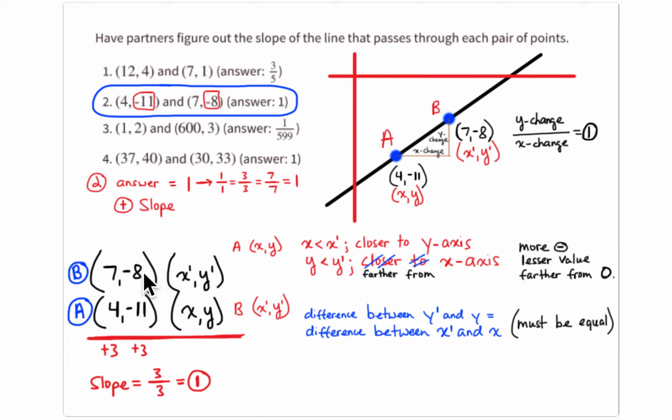So the change in the y value is positive 3. The change in the x value is positive 3. That ratio gives you a ratio of 1. So you just have to continue to go through this, and that's the whole idea of this lesson, is to begin to develop this formula for calculating slope.